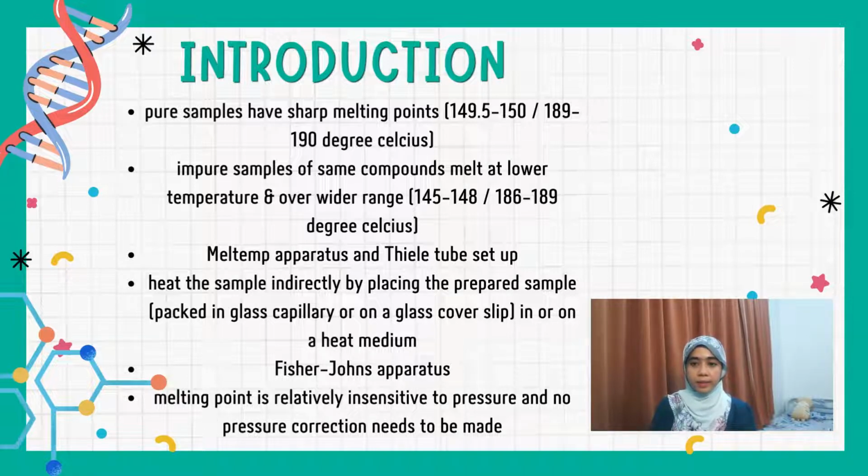There are two common methods for determining melting point. Firstly, we are using the Mel-Temp apparatus and the Thiele tube setup. The general method is to heat the sample indirectly by placing the prepared sample, either packed in a glass capillary or on a glass cover slip, on a heated medium. There are other designs such as the Fisher-Johns apparatus. An important note: unlike boiling point, the melting point is relatively insensitive to pressure and no pressure correction needs to be made.